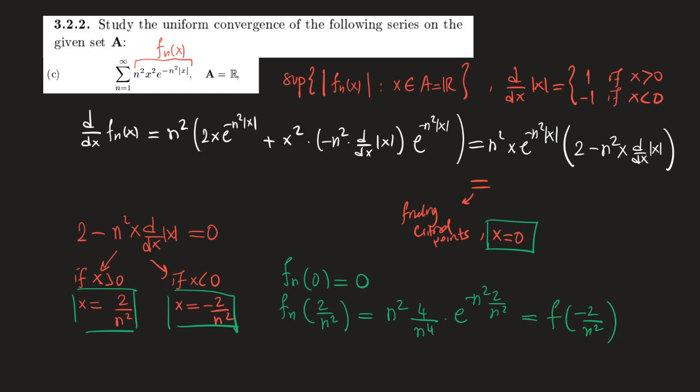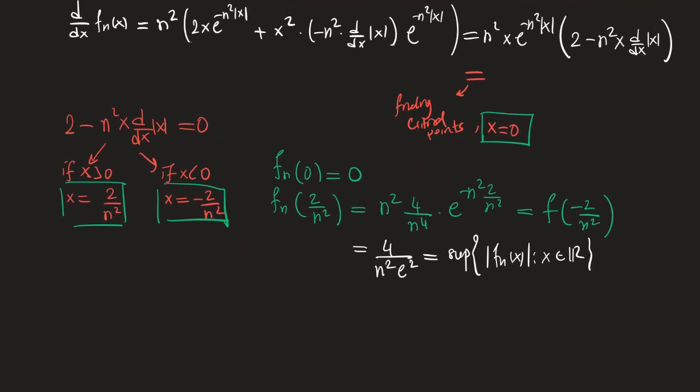And if you simplify it, this is equal to 4 over n to the power 2 e to the power 2. Okay, so this is my supremum, right? Since it is positive, it will come out of this absolute value as this. So this is my supremum of f of n when x is in the real numbers. So let me make space. Then let me call this my Mn.